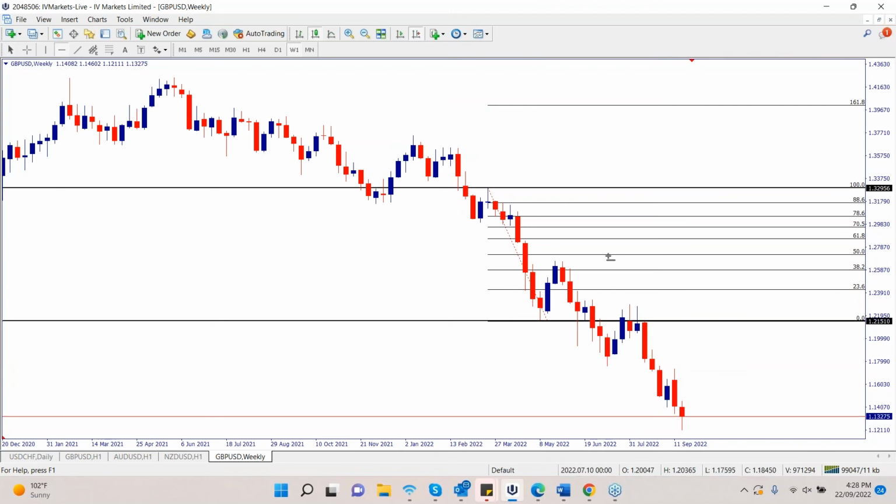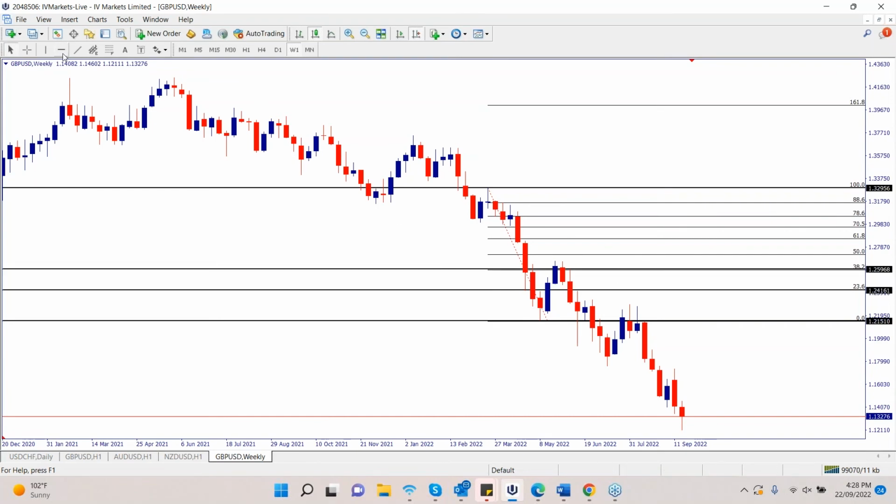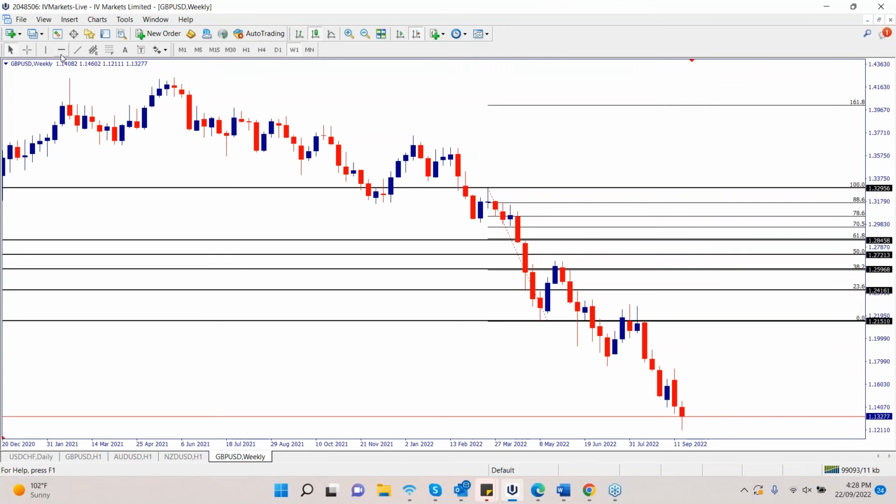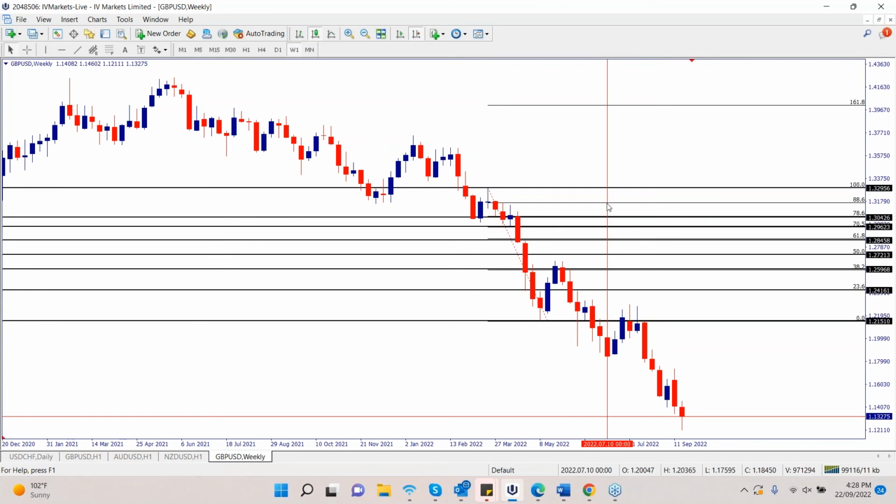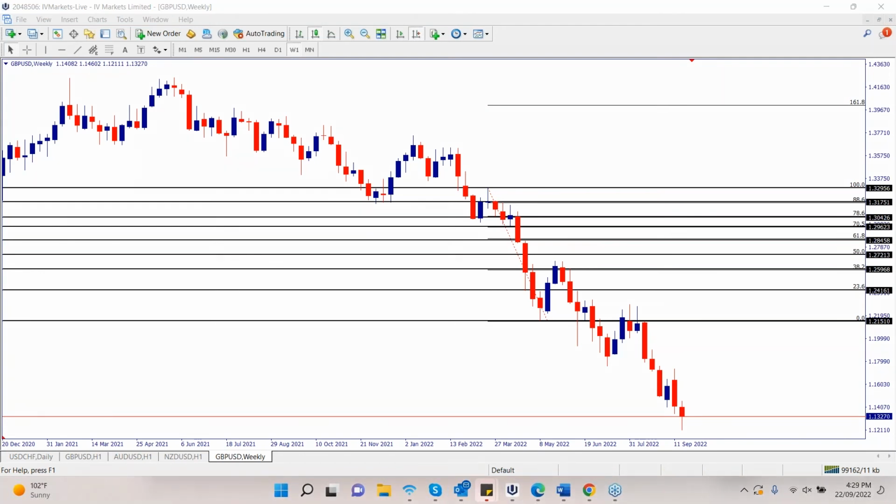This is 23, and this is 38, and this is 50, and 61, and 70, 78, and 88. Okay, my apologies. So this is the 88 level. Right, perfect. What we were expecting: the market went bearish with the impulse, and over here we were looking for the retracement and then a bearish drop.